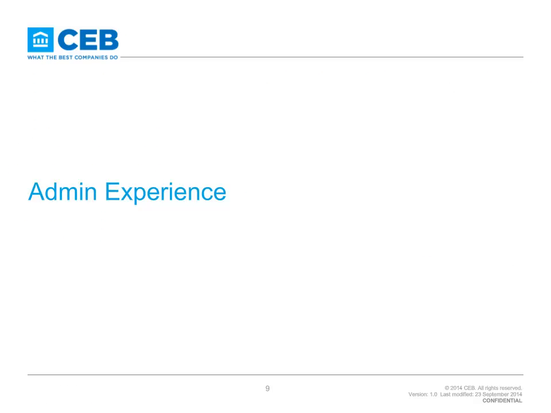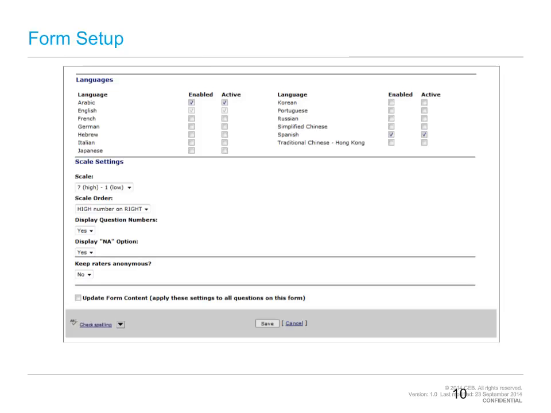Okay, so let's take a look at the administration experience so you can see for yourself how easy the setting of the version program will be after the release. So this is our form setup page. This form setup page now contains the ability to turn on your languages. These language options appear based on the organization configuration, just like they do in our learning module. This page also allows you to set up your scale settings with the scale order, and then the ability to display either the question number, the NA option, or keep the raters anonymous.